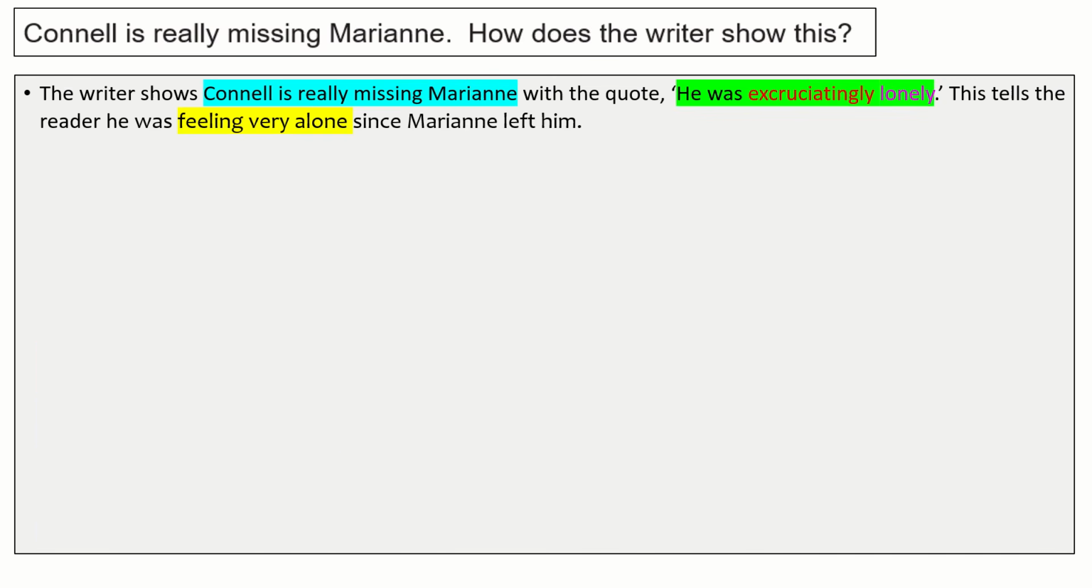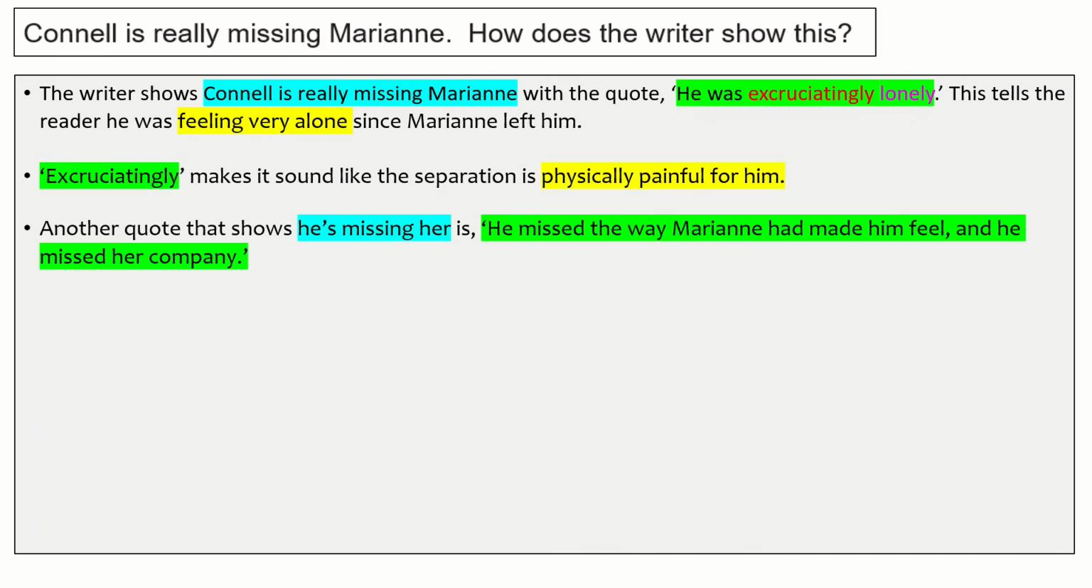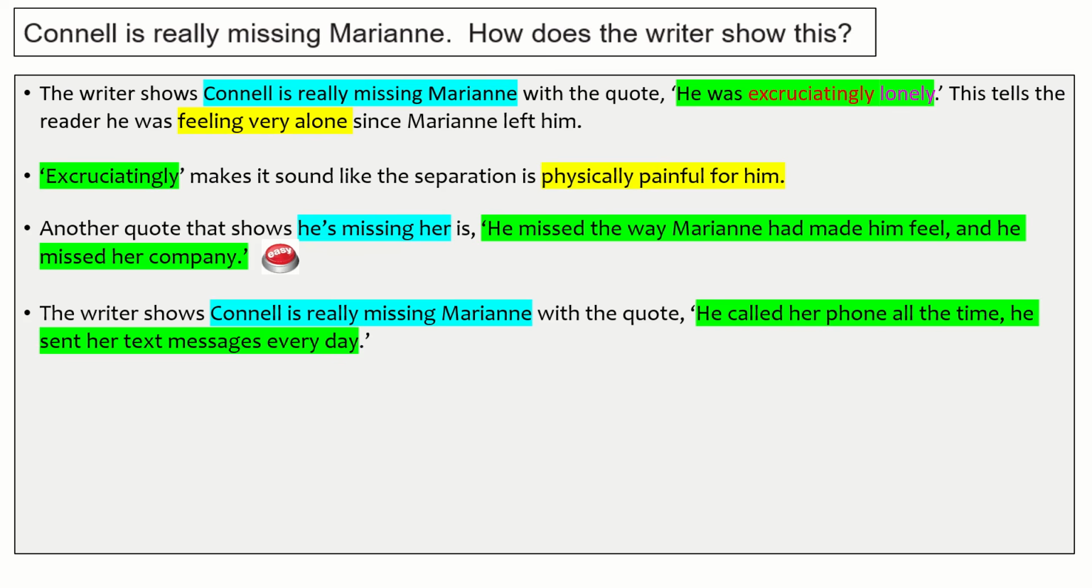Okay, other ones I've got are that one. I've got another quote that shows he's missing her as he missed the way Marianne made him feel, he missed her company. That's an easy one. The writer shows Connell's really missing Marianne with the quote, he called her phone all the time. He sent a text message every day. Again, another easy one. You don't need to explain it. Just shove it in a sentence.